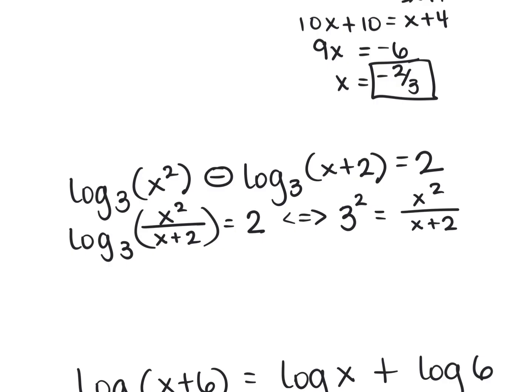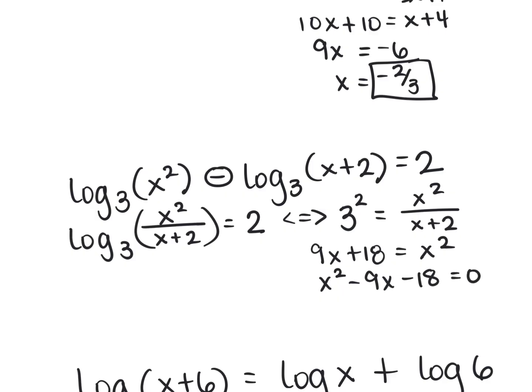So we're going to have, again, the multiplication of x plus 2 to get it out of the denominator. So we have 9 on this side, and then if I multiply that by x plus 2, I have 9x plus 18 is equal to x squared. And we need to get everything to the side where x squared is positive. So I'm going to have x squared minus 9x minus 18, and I set that equal to 0.